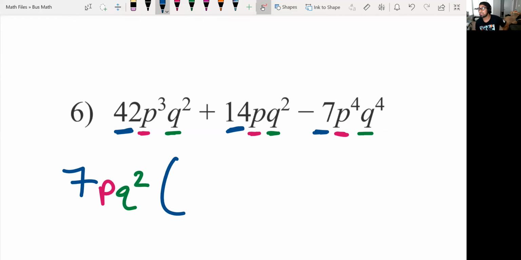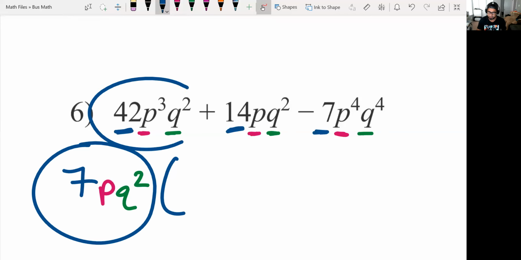There it is. There's the greatest common factor, 7pq squared. Now let's take 7pq squared from each term. So 7pq squared from 42p cubed q squared. Well, let's start slow. 7 from 42 gives me 6. P from p cubed gives me p squared. Q squared from q squared, cancel. That one's done. Minus, next one.